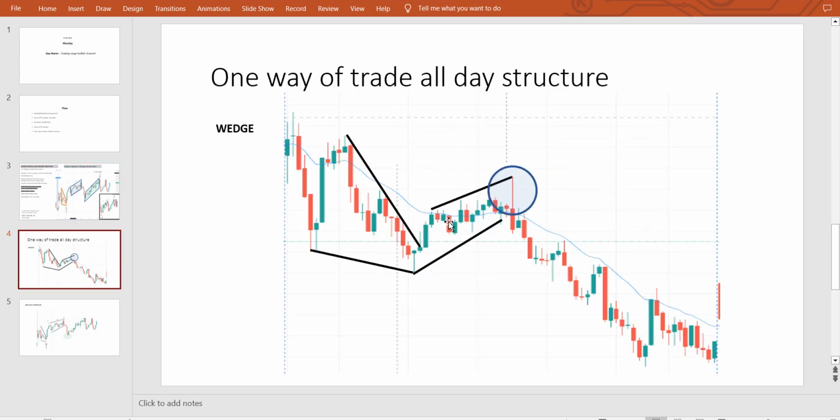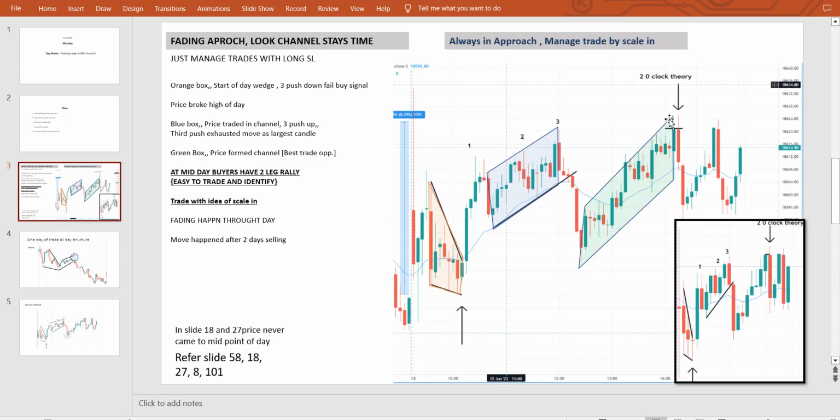Channel move same will happen. This is yesterday's chart. Day structure is trading range, bearish channel. Today is bullish channel I consider. Yesterday was bearish channel. So here is also example of this. Let's say you entered here, again enter here, manage trade well, put SL here. Throughout day you can always in approach. Here always in approach is helpful for legged move, not throughout the day. If you play throughout the day, just move your SL to major swings. Okay.